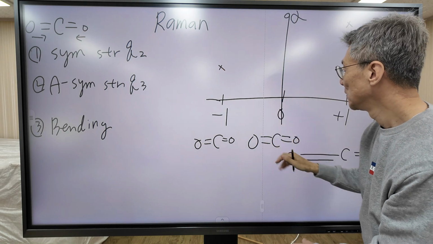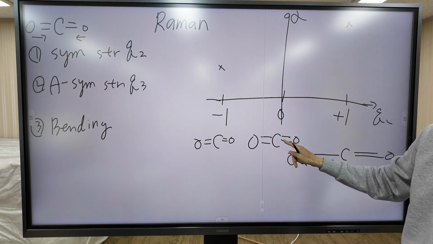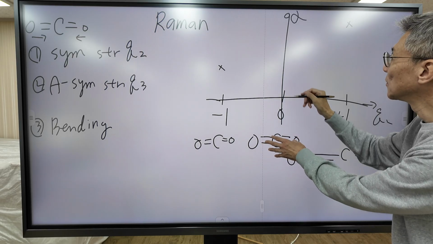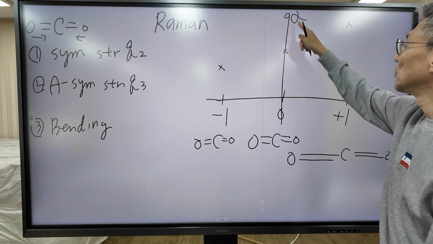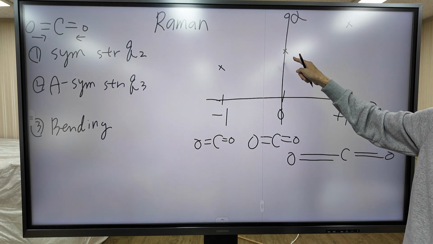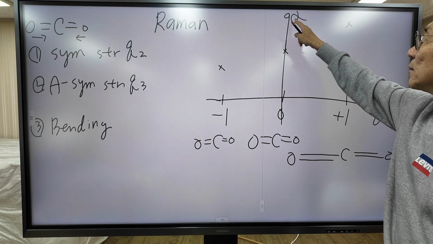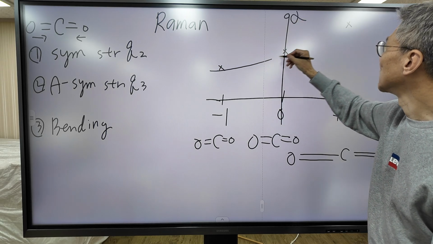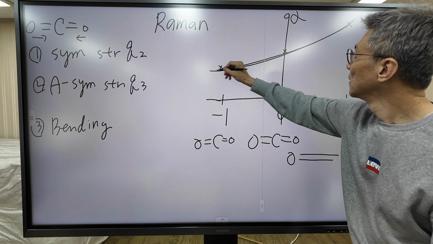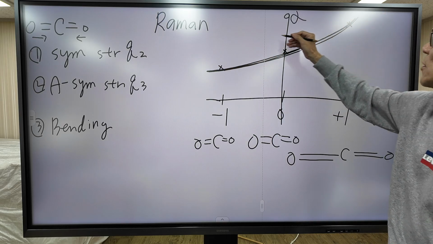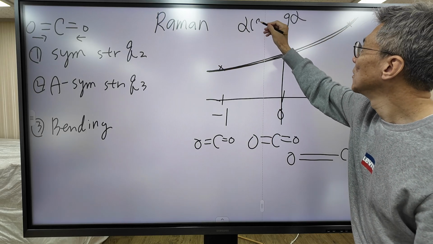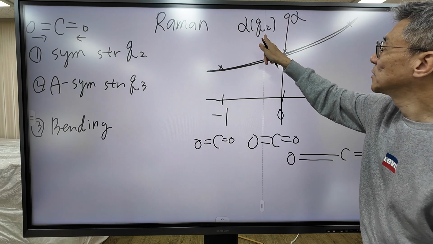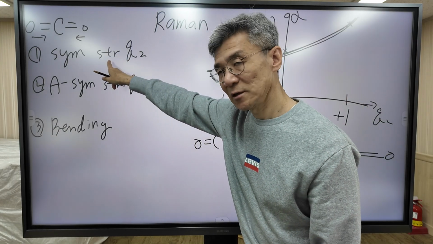When Q equals 0, it is equilibrium, so the polarizability is in the middle. So when you plot the polarizability as a function of Q2, it may look like this. This is the polarizability as a function of Q2, which is the symmetric stretching coordinate.